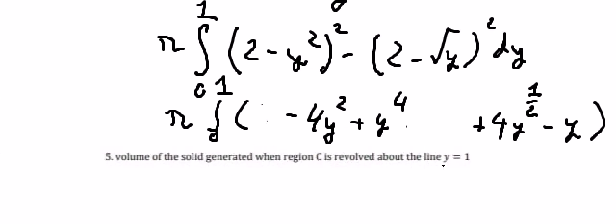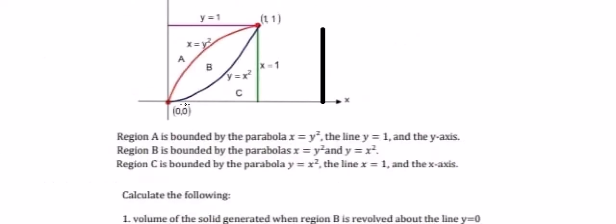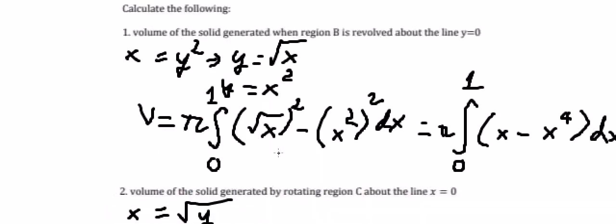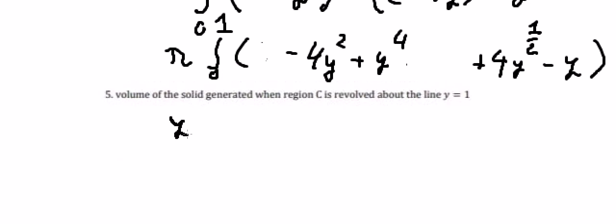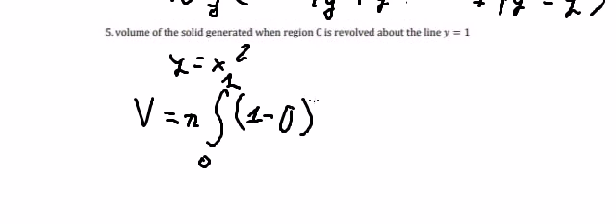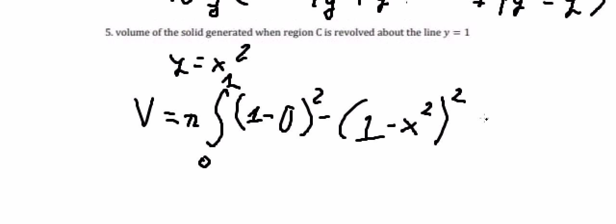Question 5, region C, y equal to number 1. So we have y equal to number 1, region C in here. So we have number 1 minus 0. And we have y equal to s squared minus 0 in here. So the answer, we have number 1 minus 0 minus 1 minus s squared to the power of 2 ds.